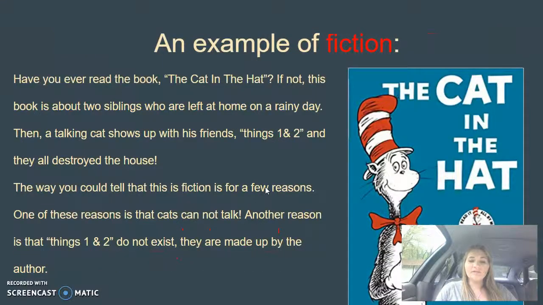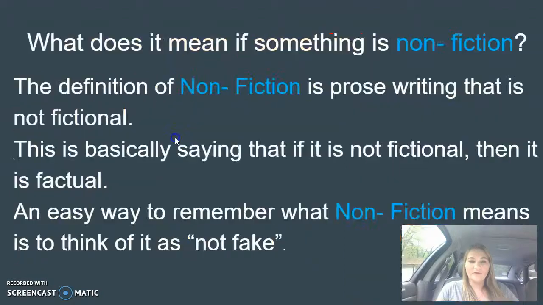An example of fiction is the book The Cat in the Hat. If you haven't ever read it, it's about two siblings that are left at home on a rainy day. They get bored and a talking cat shows up with his friends Thing 1 and Thing 2. The way you can tell that this book is fiction is for a couple reasons. One reason is that cats cannot talk, so you know that has to be made up. Another reason is that Thing 1 and Thing 2 are made up by the author.